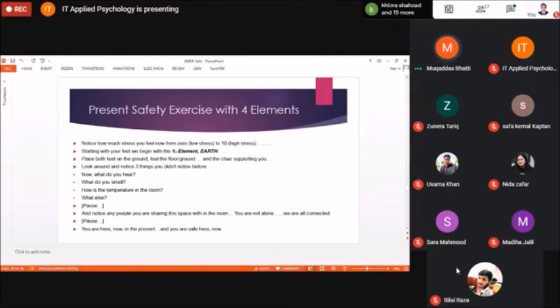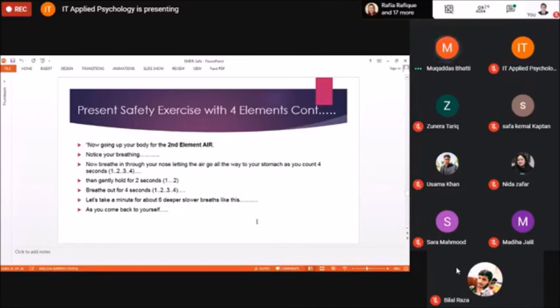So after this, you need to take a pause, and then you need to notice with whom you are sharing the room. If you are not sharing the room with anyone else, you can imagine your loved ones that are very important to your life, and you can bring their picture in your mind, and you can say that you are not alone and we are all connected. Just feel that you are in the here and now, and you are more safe, and you are in the present. Next slide, please.